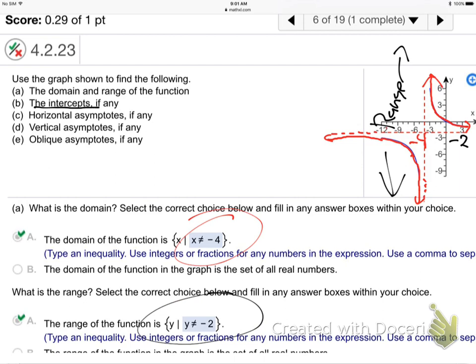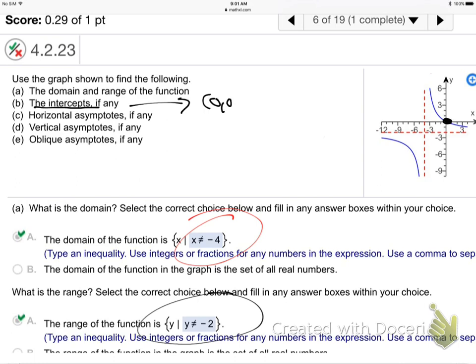Question B, the intercepts. That's the places where it hits the grid lines. Let me erase what I'm doing on here. Where does the graph hit the grid lines? I see one place. Yeah, 0, 0, that's it, huh? That's the only place the blue graph is intersecting the grid lines. So the intercepts are 0, 0. That is both the x-intercept and the y-intercept, because it's where it hits both grids.